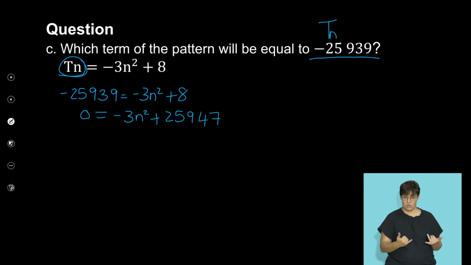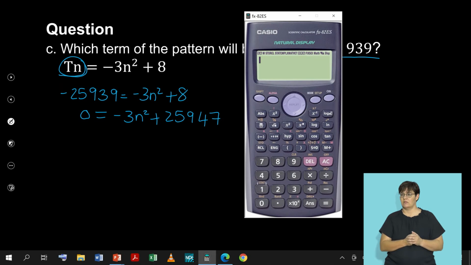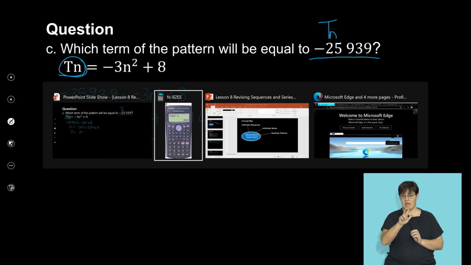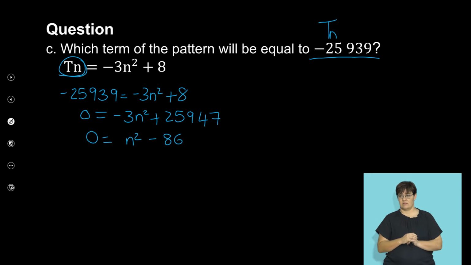At this point, I want to divide by negative 3 in the hopes that it will make my actual equation a bit easier. So I'm just going to get my calculator out. So if I say 25,947 divided by negative 3, it's going to be equal to negative 8,649. So this is going to be 0 is equal to n squared minus 8,649. Because I actually have an n squared minus an incredibly large number, I am hoping that this is difference of two squares, because that will make my life a lot easier.